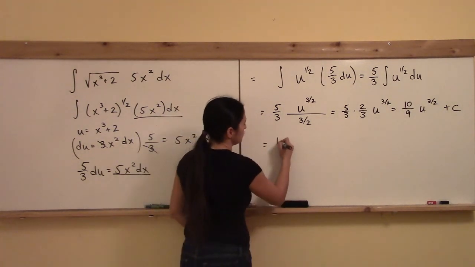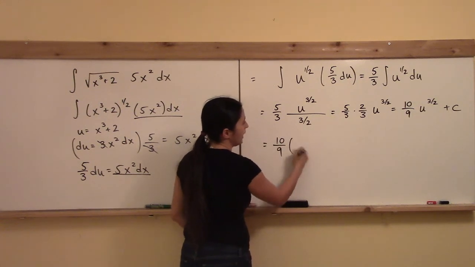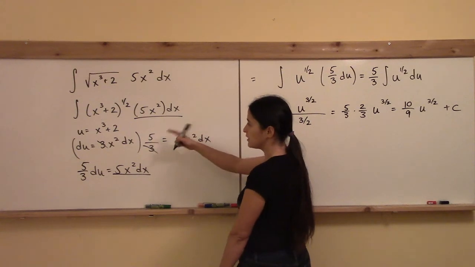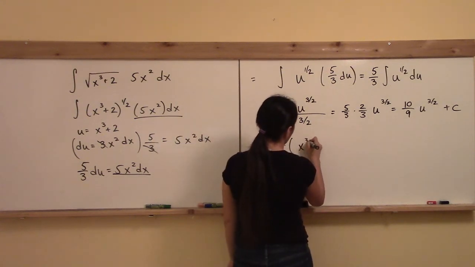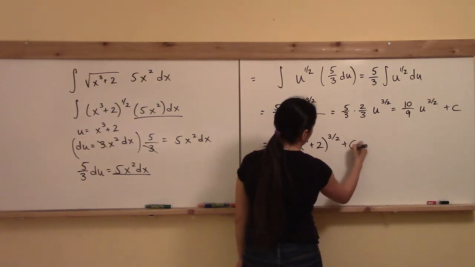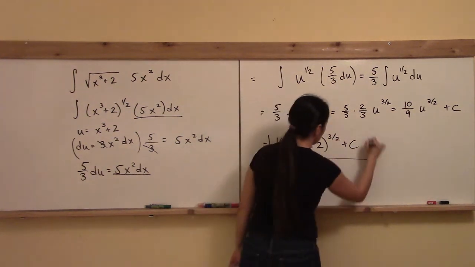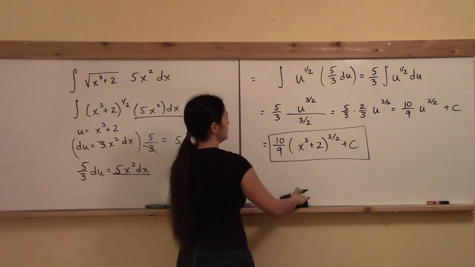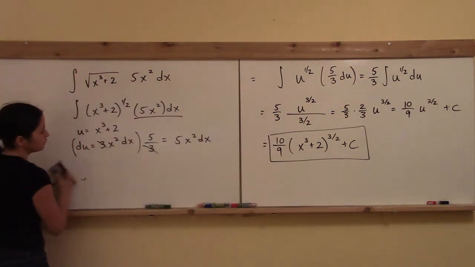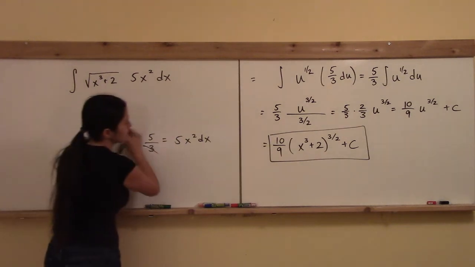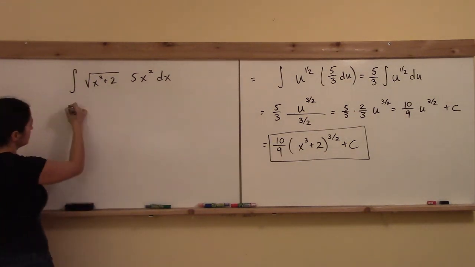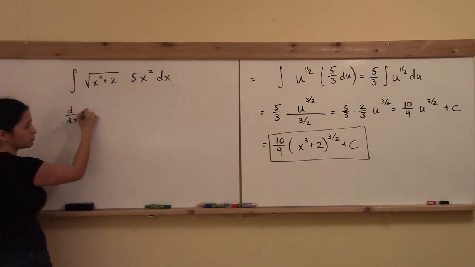And don't forget that you got to give me the answer back in terms of a function of x. So what did I call u? I called it x cubed plus 2. So that's really 10/9 of x cubed plus 2 to the 3/2 plus c. And that's what I'm claiming is my answer. But of course, I would like to make sure that I totally have my answer. So over here, I'm just going to check it by taking the derivative of what I see in that box. Okay? So I'm going to check my work right here.